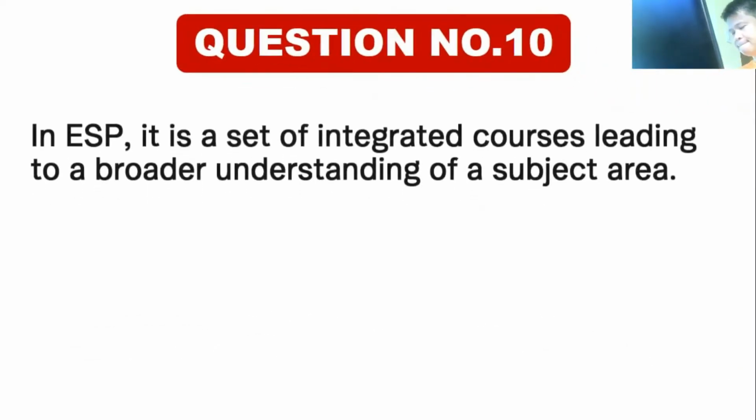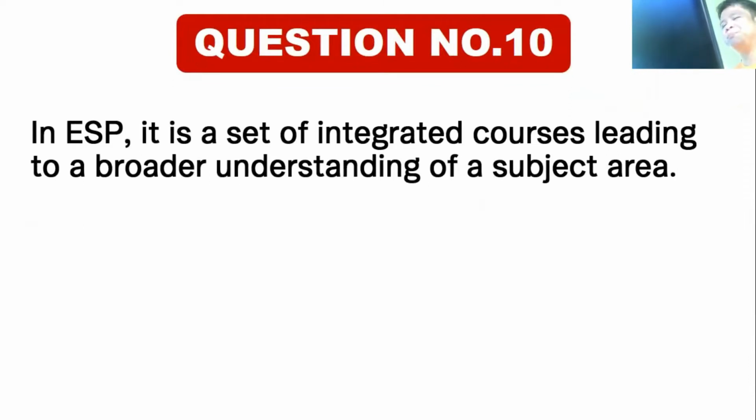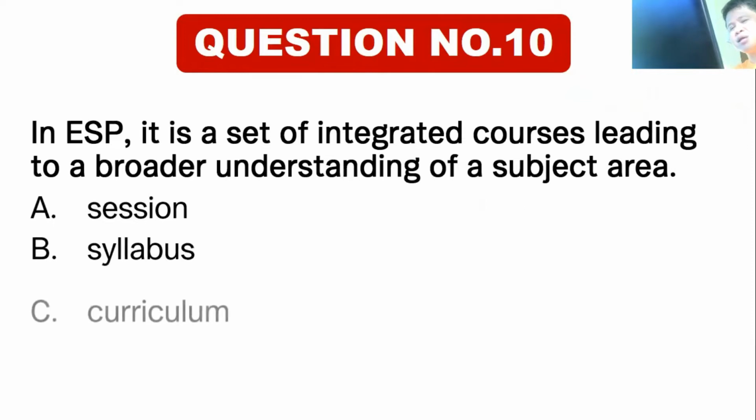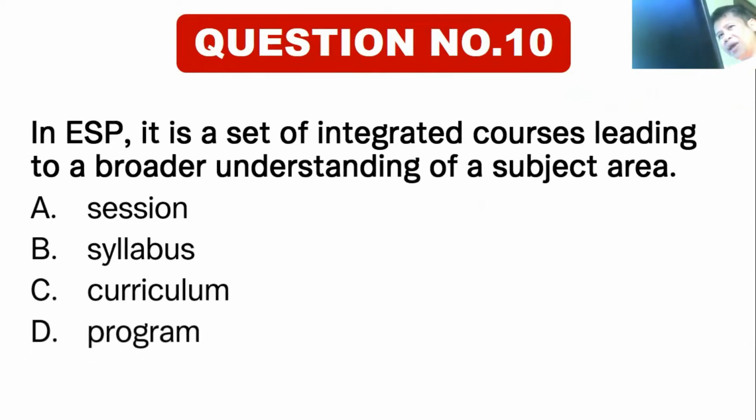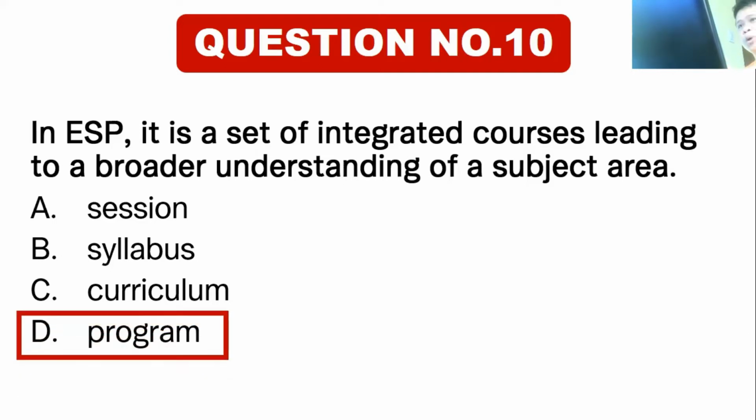Number 10, in ESP, or English for Specific Purposes, it is a set of integrated courses leading to a broader understanding of a subject area. A, session. B, syllabus. C, curriculum. D, program. Again, in ESP, it is a set of integrated courses leading to a broader understanding of the subject area. A, session. B, syllabus. C, curriculum. D, program. The correct answer is program.